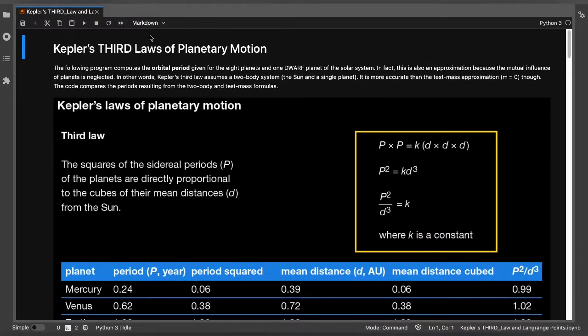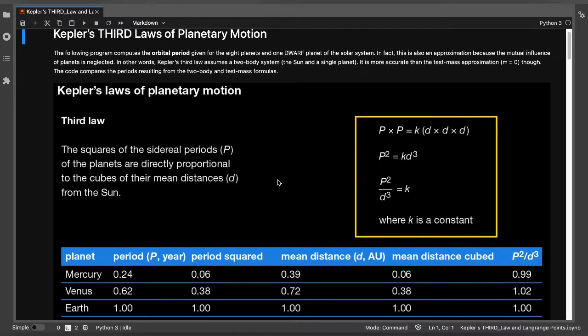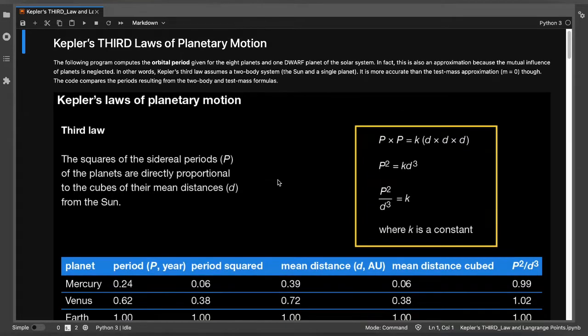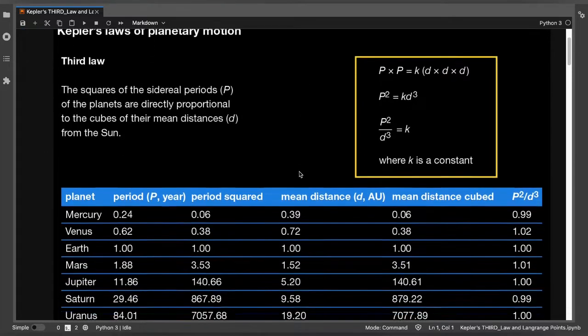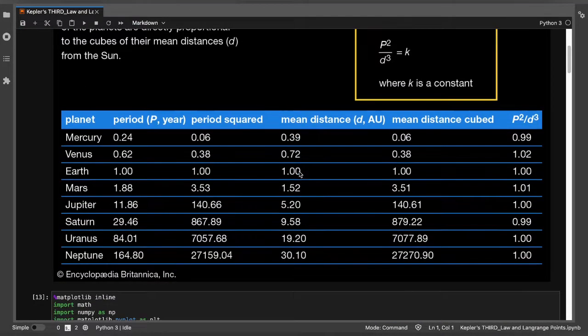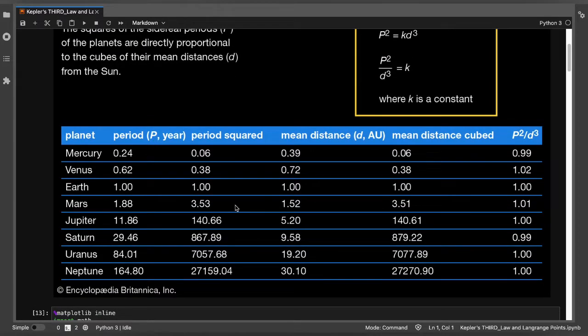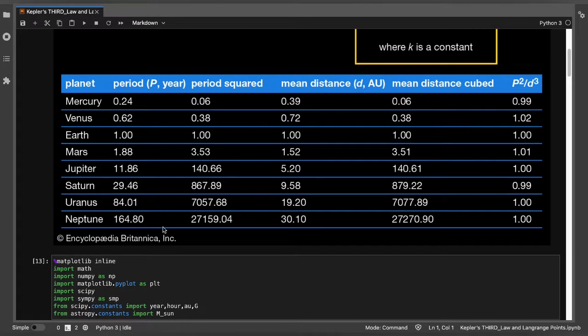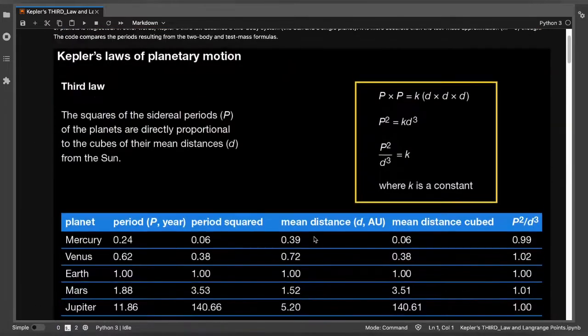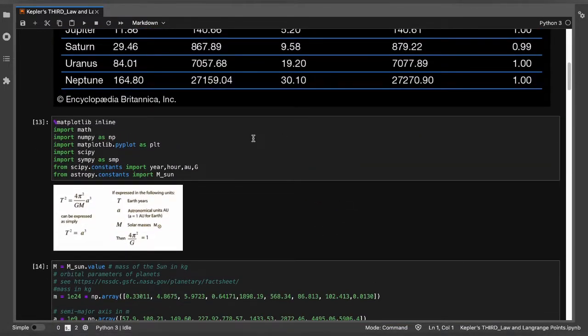So Kepler's third law states that the time period squared is directly proportional to the radius cubed. So you can just go through this theory part and you will know what Kepler's third law is. Okay, so these are the predictions which are given by Kepler's law, but we are going to make it on our own by using Python. Okay, so let's start coding.